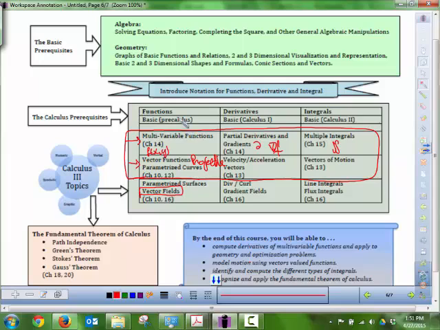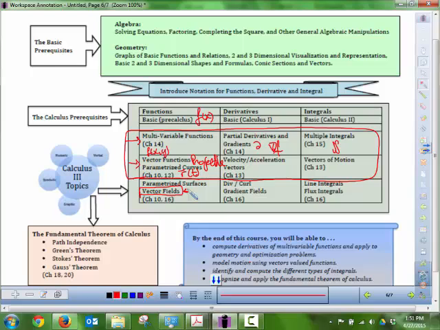Just like we had regular functions f of x back in pre-calculus, and then just like we have multivariable functions like f of x, y, and then here we have vector functions r of t, and we put an arrow on top of the r to say that our output is actually a vector. Now we have a new type of function called a vector field.